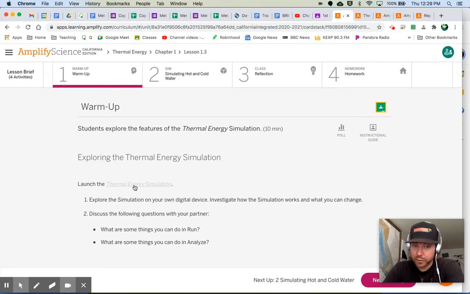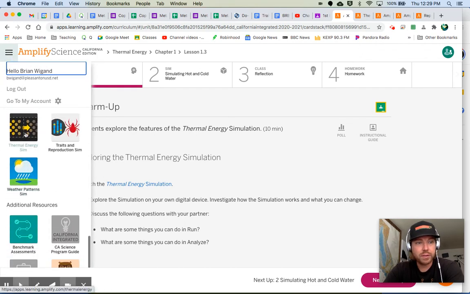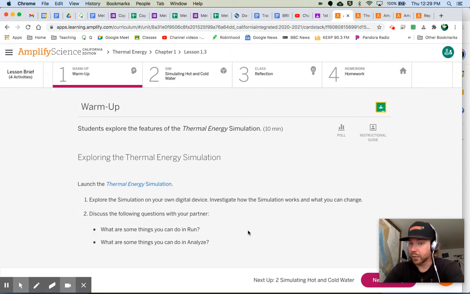Launch the thermal energy simulation. You can just click right there on that link if you want. You can also, remember, go up to the menu here and scroll down to the thermal energy simulation. Either way, it's up to you. Explore the simulation on your own digital device. I think they mean computer. Investigate how the simulation works and what you can change. Really, all they want you to do right here is explore and play with the simulation.